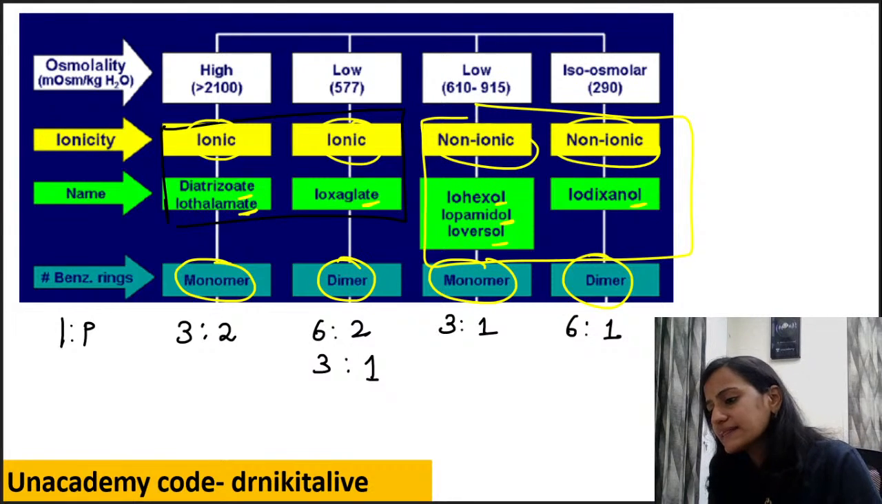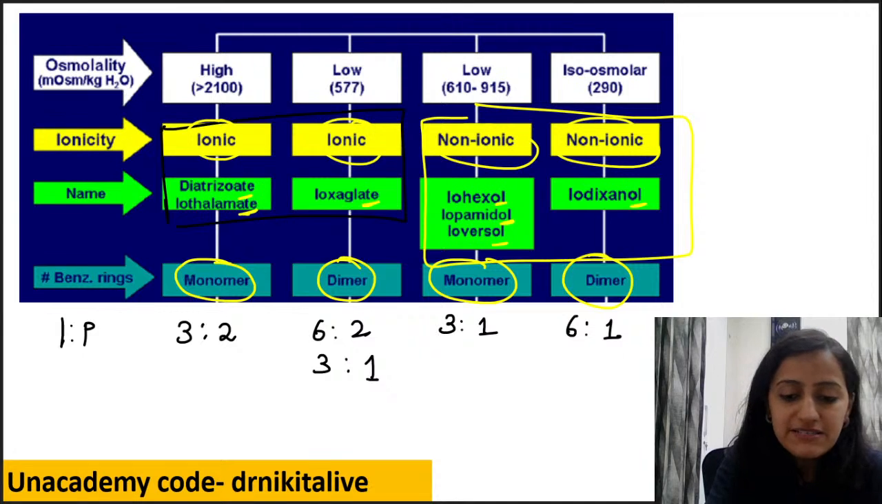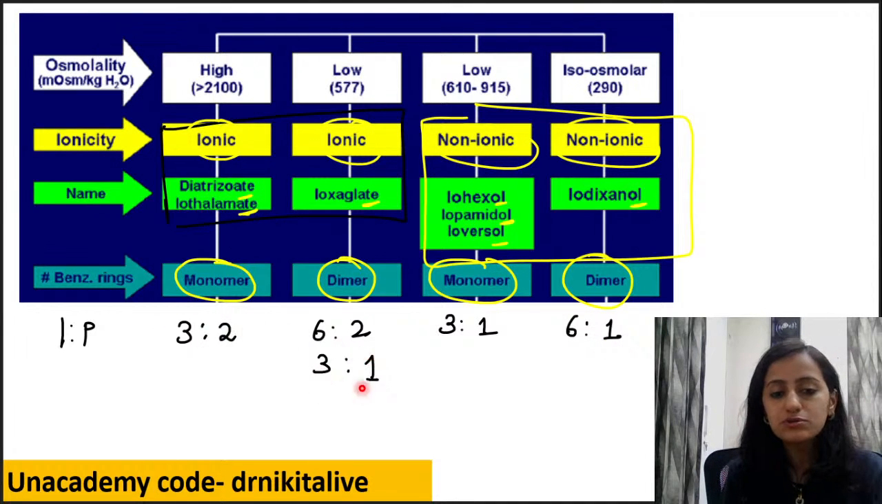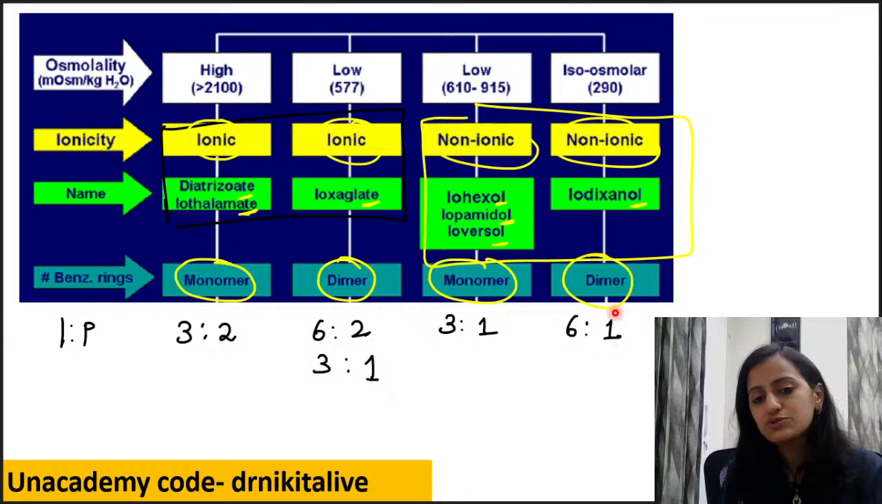If you look at these contrast media, which is the one giving the maximum particles? The ratios are 3:2, 3:1, 3:1 and 6:1. Which is the one which is giving the maximum particles? All these are effectively 1:1.